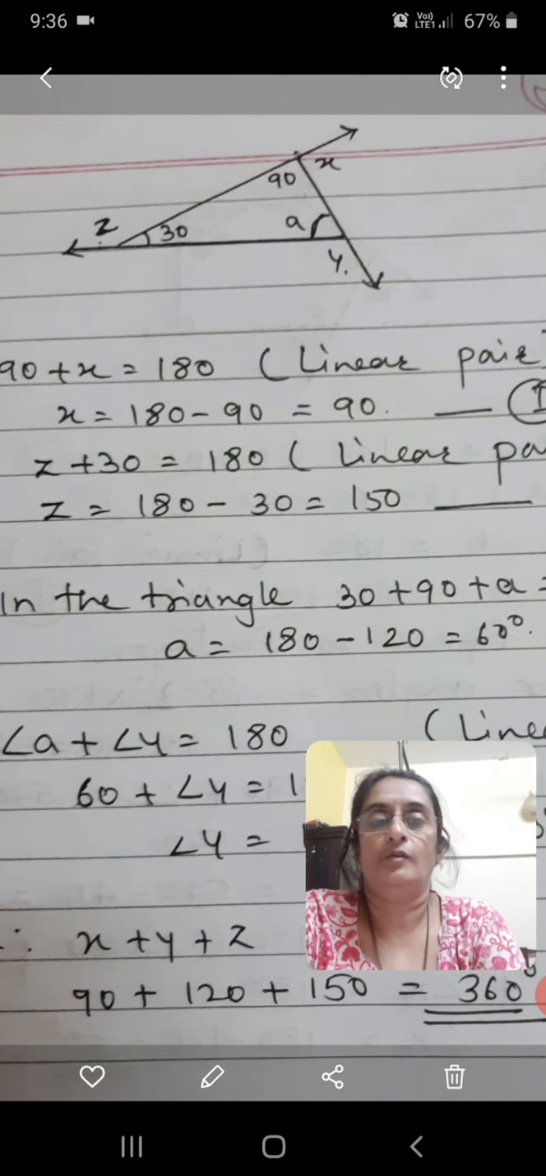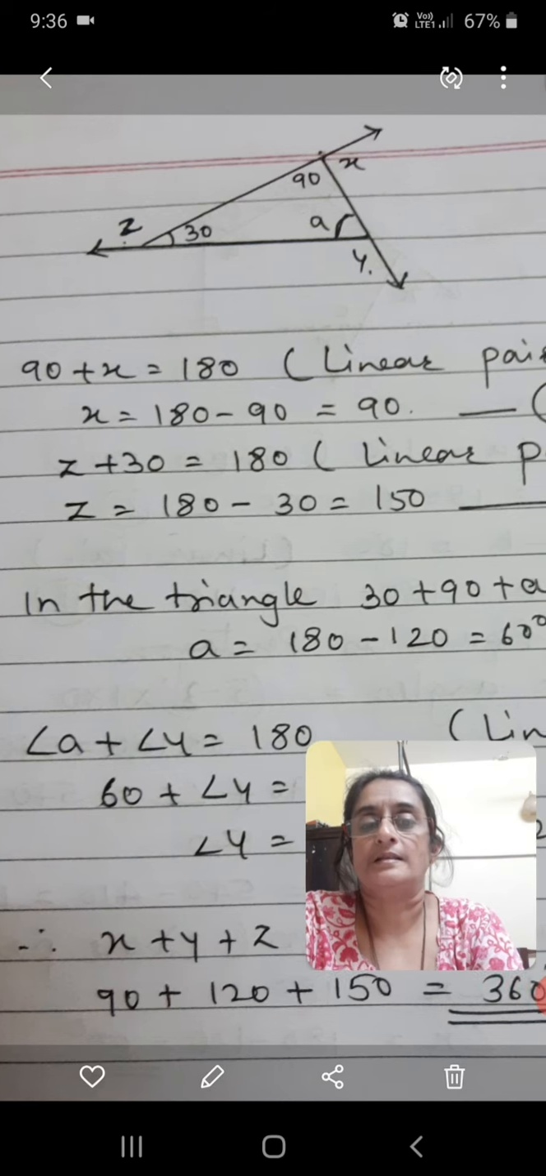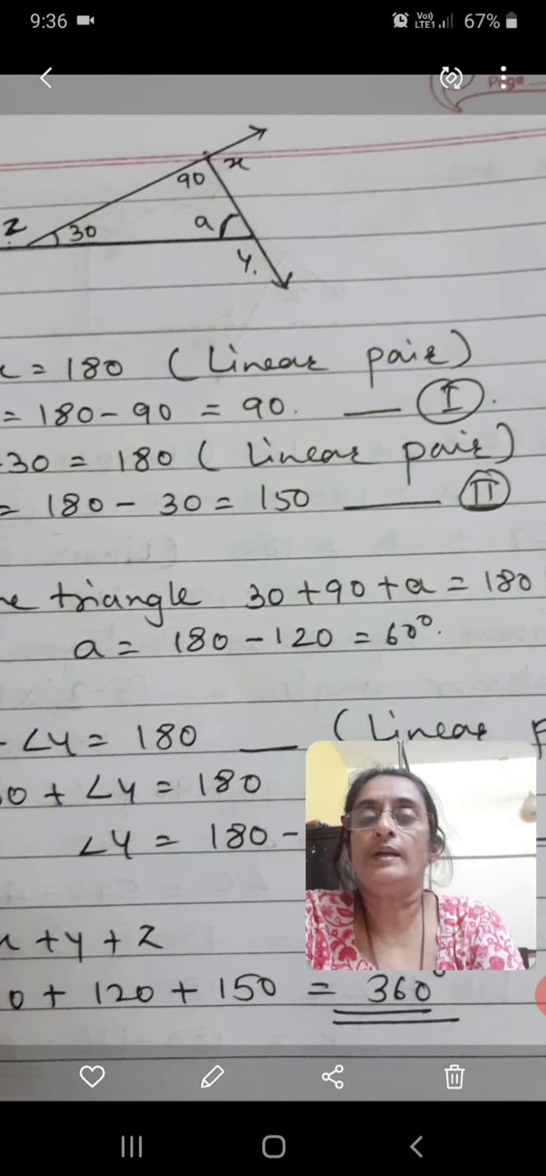So the x value will be 90 degrees, that x value we got. Now z plus 30 is 180, so z is 150 degrees. Now we got two interior angles of that triangle, isn't it?